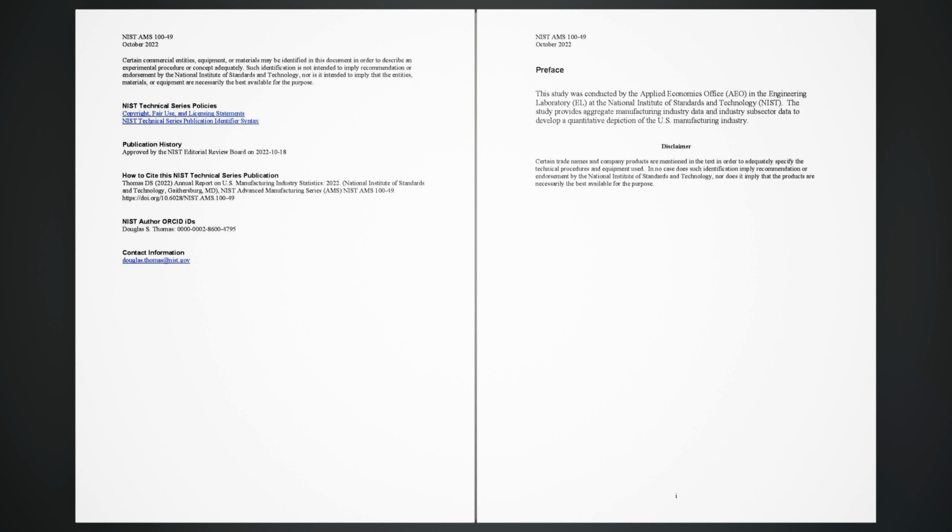In no case does such identification imply recommendation or endorsement by the National Institute of Standards and Technology, nor does it imply that the products are necessarily the best available for the purpose.